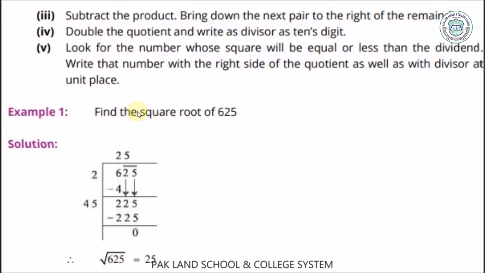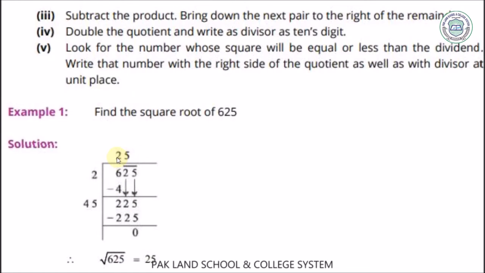For example, find the square root of 625. It's a division method. So the first step is we have to make pairs. These are three digits, and making the pairs, two groups are here. The left side one digit remains single, and we will check which number's square is present under the 6. So 2 square, 2 twos are 4. We will write here 6 minus 4. 2 is the remainder. Then 25 is a pair. We will take it down.